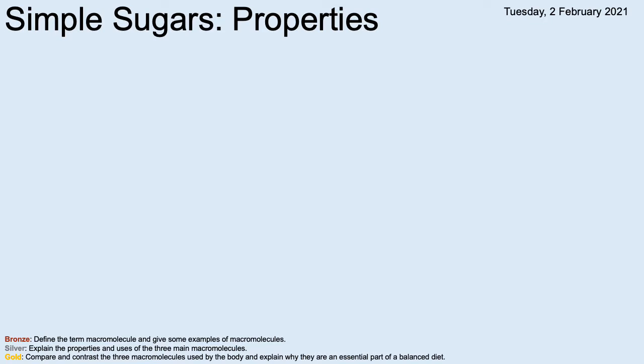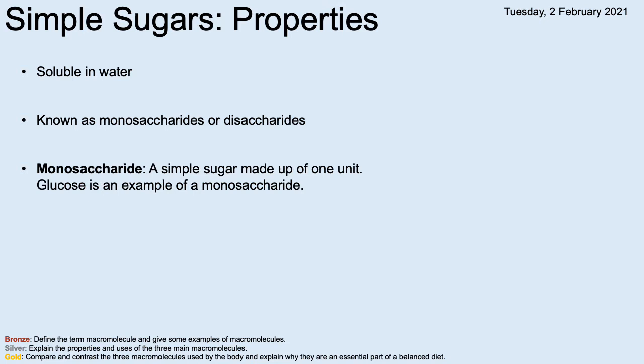So let's go into simple sugars then. If you remember the definitions we went through at the beginning of the lesson, a simple sugar is a sugar composed of 1 or 2 units. A simple sugar is soluble in water and is known as a monosaccharide or disaccharide. And if you remember, a monosaccharide is a simple sugar made up of 1 unit, and glucose is an example of that.